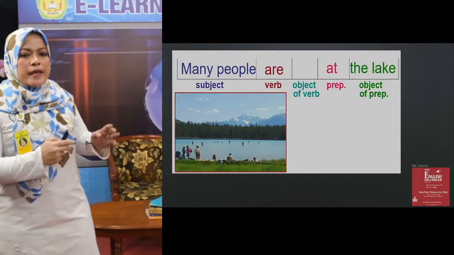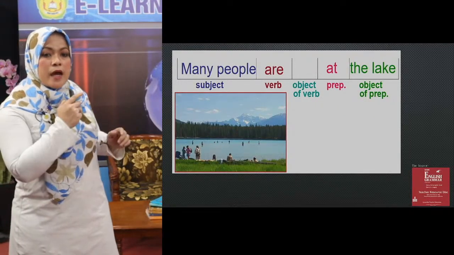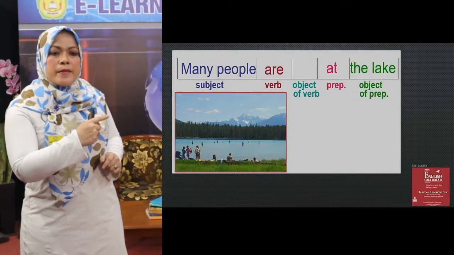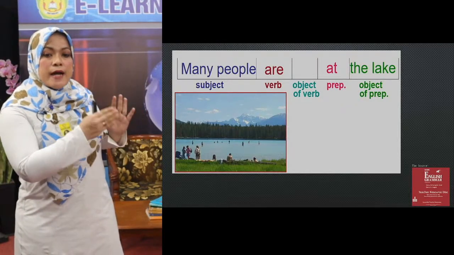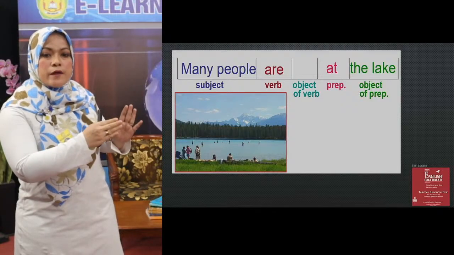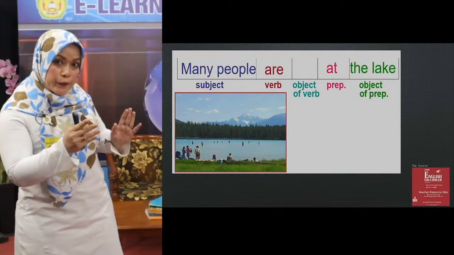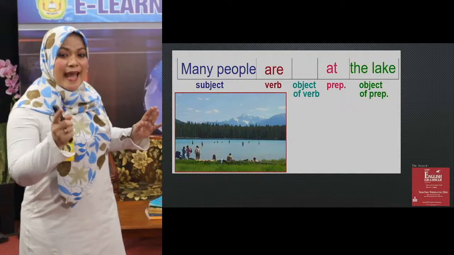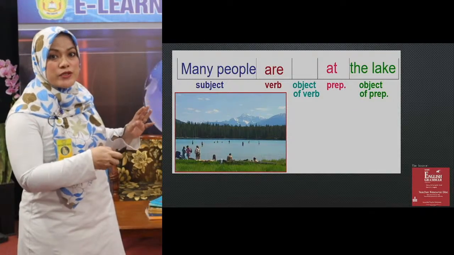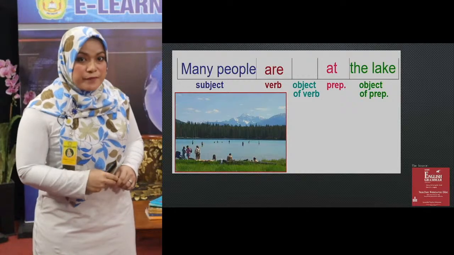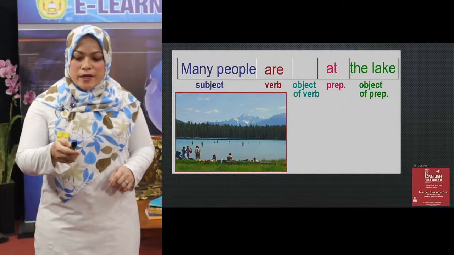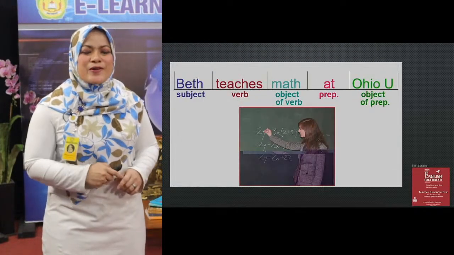There you go. Many people are at lake. I put some position here. Many people as subject and then are as a verb. I don't find an object of verb here. Object of verb means the object after the verb. And then again there is at here as a preposition, and the lake is the object after preposition, or object of preposition. There you go again.